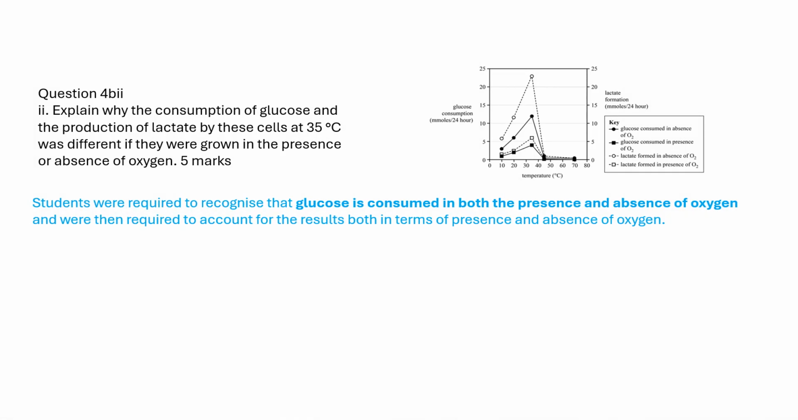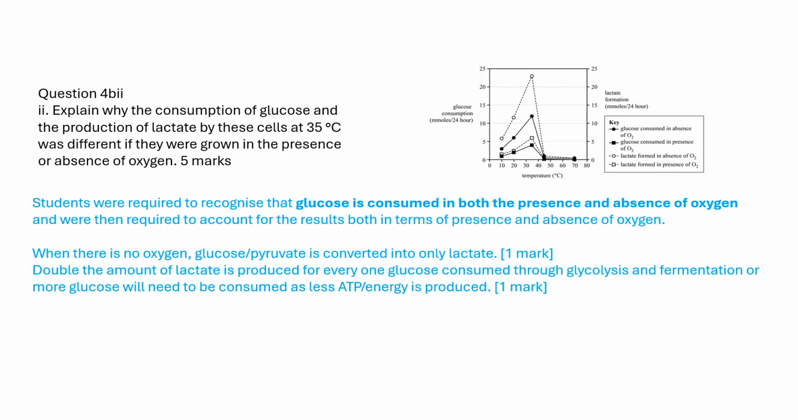When there is no oxygen, glucose/pyruvate is converted into only lactate. Double the amount of lactate is produced for every glucose consumed through glycolysis and fermentation, or more glucose will need to be consumed as less ATP/energy is produced.